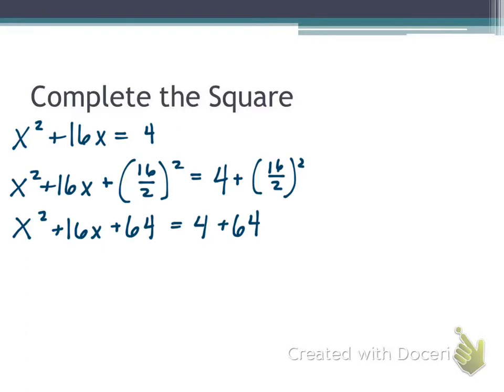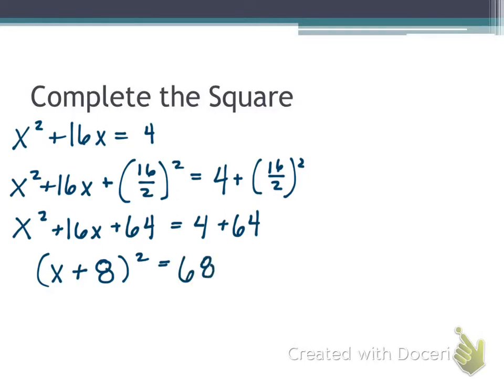Okay. Now, I've got to do the perfect square of this problem. So x is always going to be my first term. What's going to be my sign, positive or negative? Positive. And what's going to be my third term? 8. How did you know that it was 8? Because it's the square root of 64. 4 plus 64 is 68.